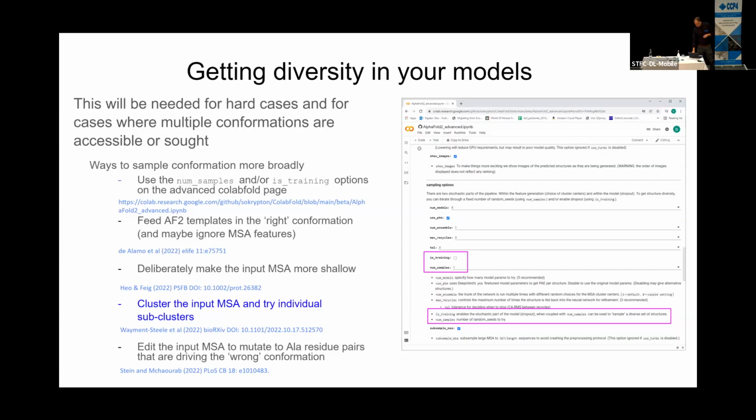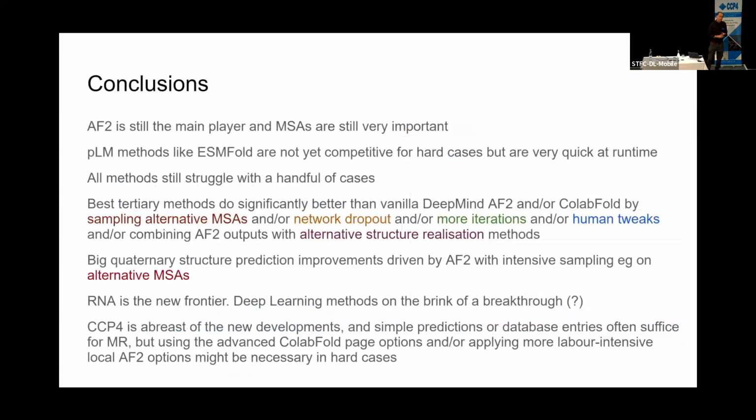So to conclude, AlphaFold 2 is still the main player, and MSAs are still important. If you've got a singleton protein, you probably won't get a good prediction. Language model methods are not producing as good predictions, certainly not for the hard cases, but they're very quick, and I think that will open up other applications for them. All methods still struggle with some cases, so these are things where there's no template, where there's not many homologs, and these other complications that I talked about.